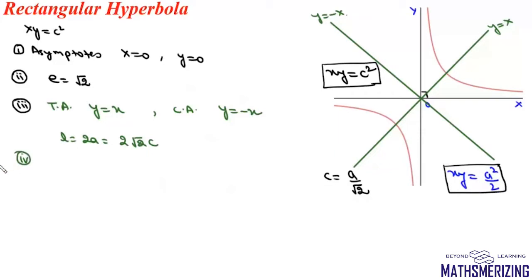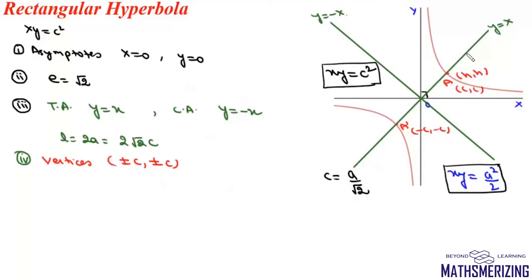Next, we'll find vertex. Now this point is your vertex, say A, and this is A dash. Now this point A lies on y equals x line. So let this point be h comma h. Now we'll take x and y as h. It will be h square equals c square. So value of h will be plus or minus c. So vertices for this hyperbola will be plus minus c comma plus minus c. So one of the vertices is c comma c and another one is minus c comma minus c.